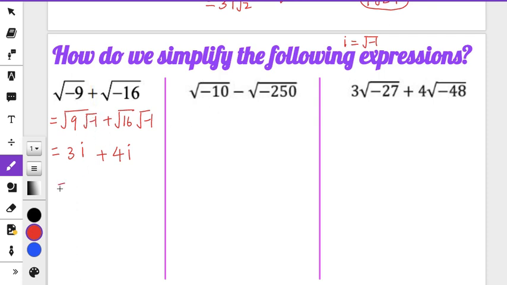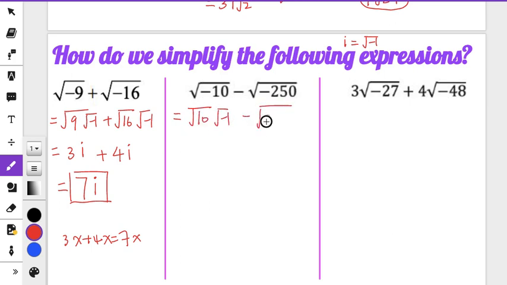Now, it's very similar to combining like terms, because if you put 3x plus 4x, what's the answer? It's 7x, right? Same thing here, so 3i plus 4i, which is 7i. That's it. That's the first answer. Pretty straightforward, right?